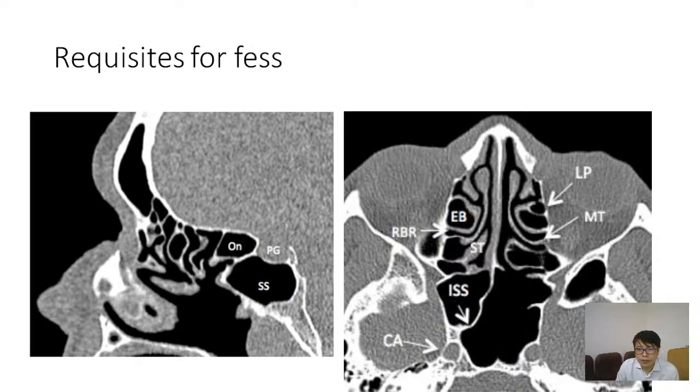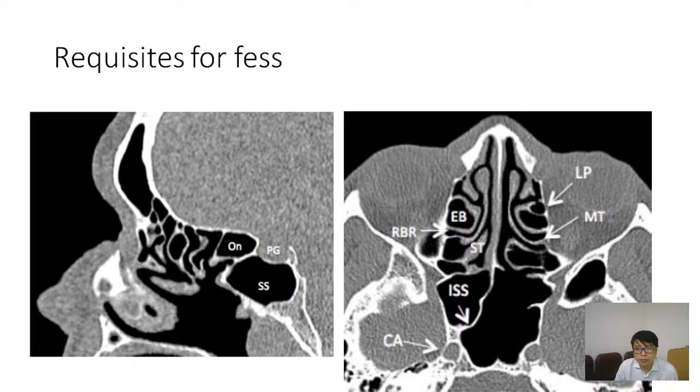Before going for functional endoscopic sinus surgery, the most important thing is we need to know the anatomy of the sinuses, what we are going to encounter during the surgery. We can know this by doing imaging, that is a CT scan. Mainly what we do is a non-contrast CT scan of the paranasal sinuses. We need to take all three cuts, axial, coronal as well as sagittal, to know the exact anatomy of the sinuses.